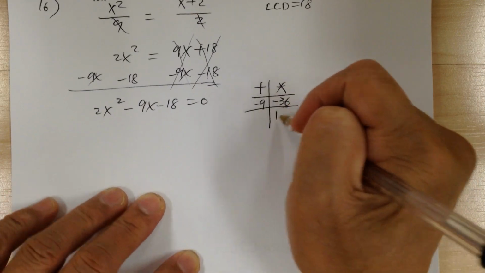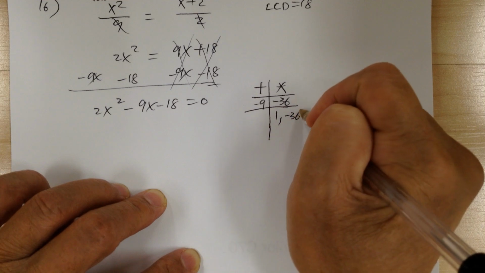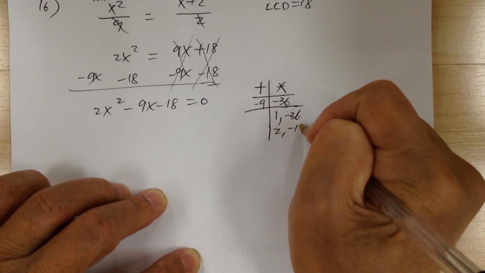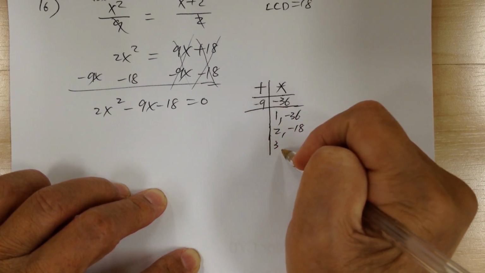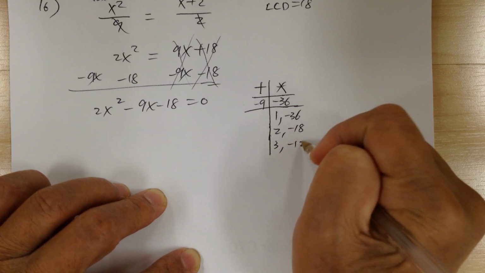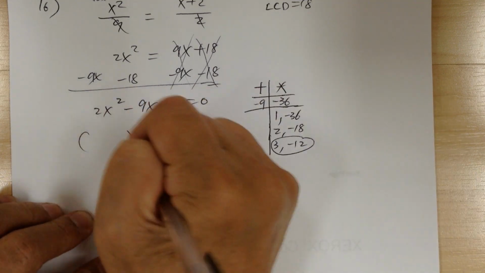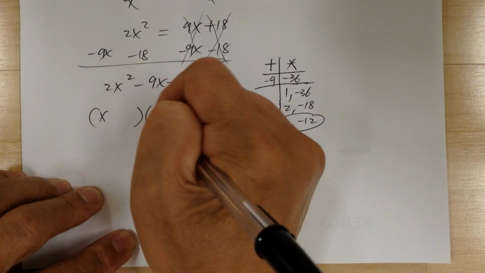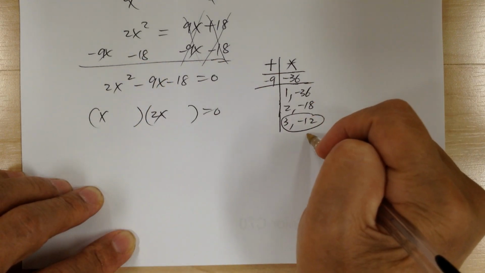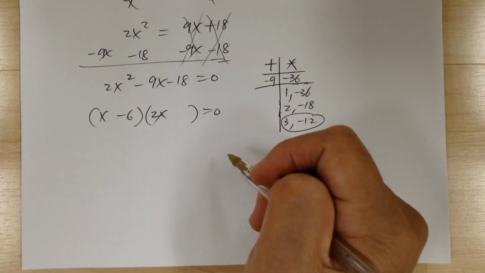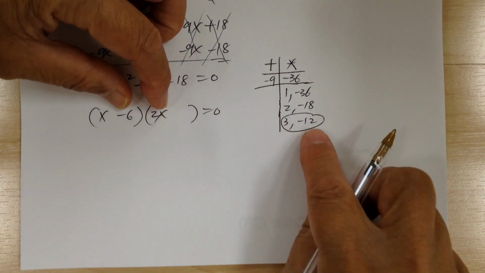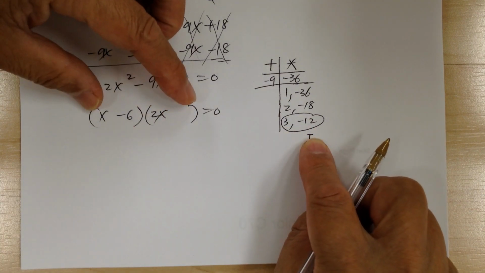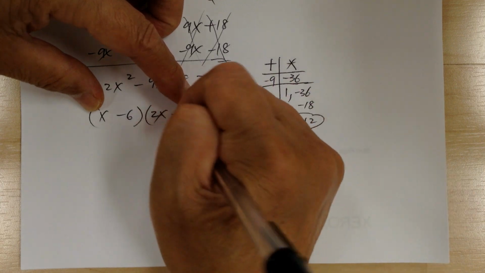Okay, so start with 1 comma negative 36, 2 comma negative 18, 3 comma negative 12, and that's the one. Okay, so undo the first term, so it'd be x and 2x. So this would be the inside, so it'd be minus 6, right? So 2 times negative 6 give you negative 12, that's the inside. The outside would be plus 3.